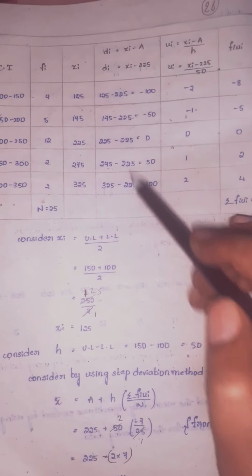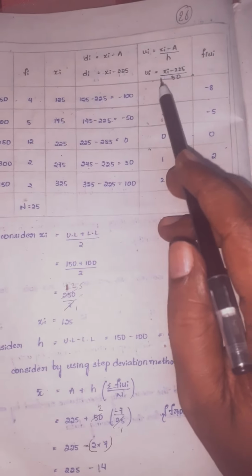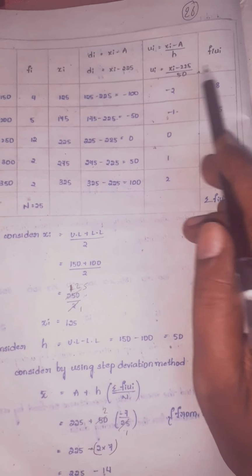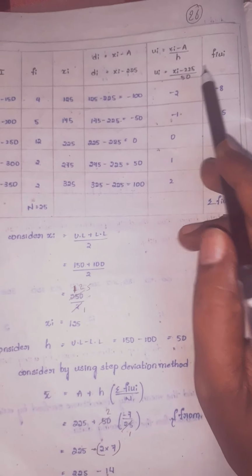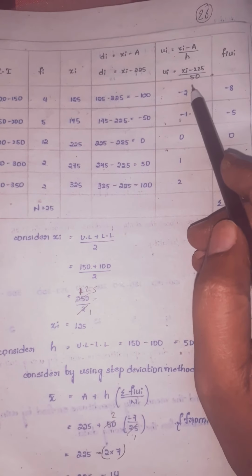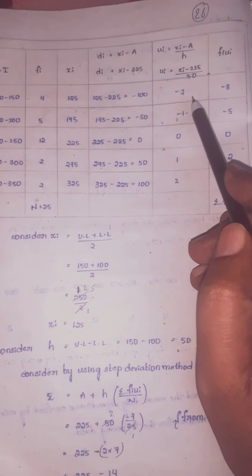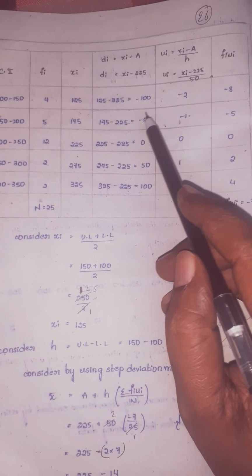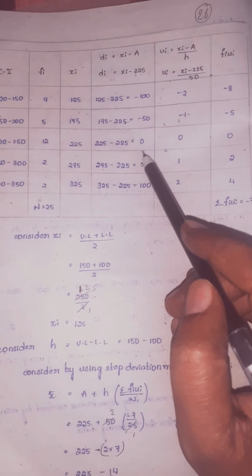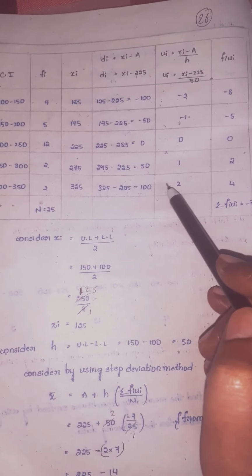So here all the di's go in the same table, children. That's why you should go for the step deviation method. ui equal to (xi minus a) by h. So ui equal to xi minus capital A value, how much have we taken, children? 225, by h value is 50. Means minus 100 by 50 is how much? Minus 2. Next minus 50 by 50 is minus 1. Next 0 by 50 is 0. 50 by 50 is 1. 100 by 50 is 2.